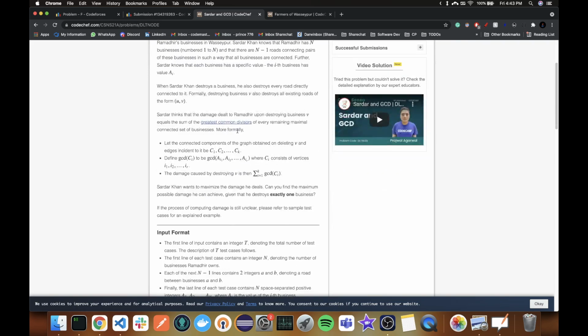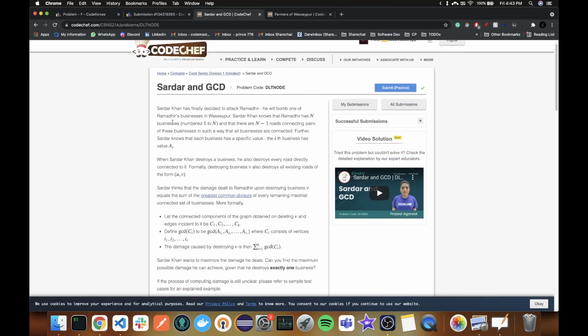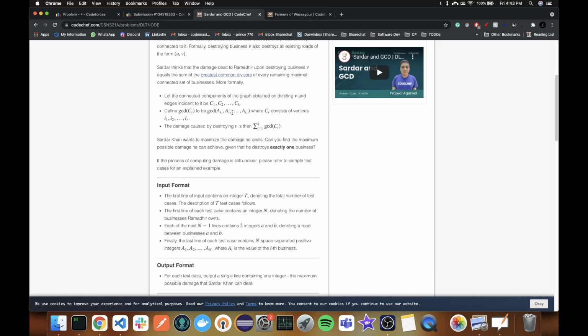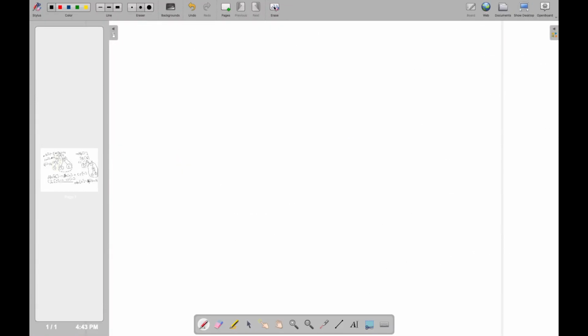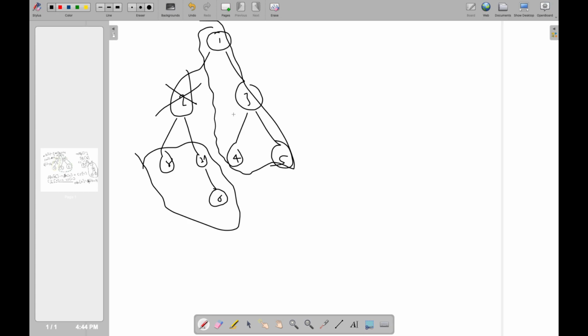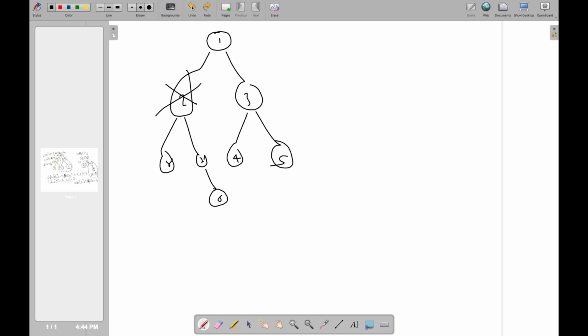This problem is just a forced formulation of the problem statement. Let's read this. Okay, so what we have to do is, let's say we are given a tree like this. What we can do is delete one node from here. Let's say we delete this, then we get two trees, right? One this and one this. What we want to do is, if I remove here, I get three subtrees.